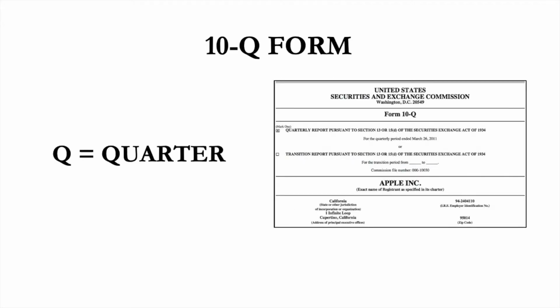So the 10Q form is the first form we'll discuss. And for this one, I want you to remember that the Q in 10Q is for quarter. And the 10Q form is a form that's filed on a quarterly basis by a company. So every company has what is called a fiscal year. Some companies like Amazon can have their fiscal year line up exactly with the calendar year. Amazon's fiscal year of 2020 runs from January 1st, 2020 to December 31st, 2020.